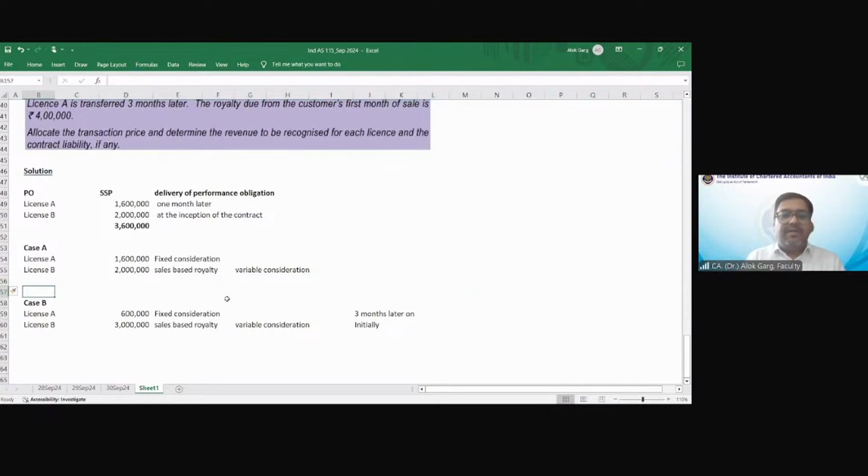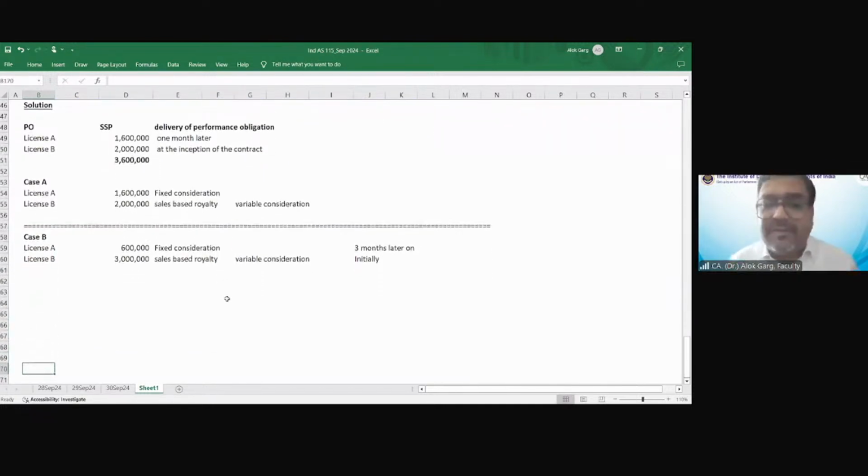It is important. It is critical. If you see case number B, what is the total transaction price in this case? 36 lakh. This is the transaction price. Okay. And the entity has allocated the transaction price as 6 lakh and 30 lakh.